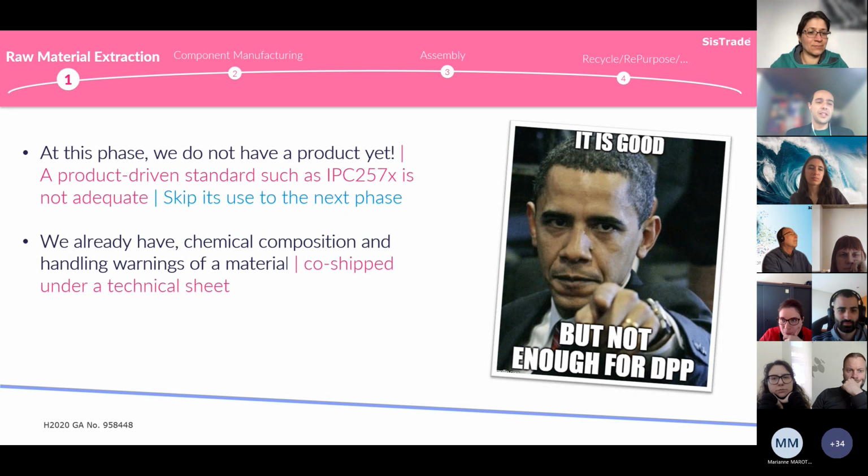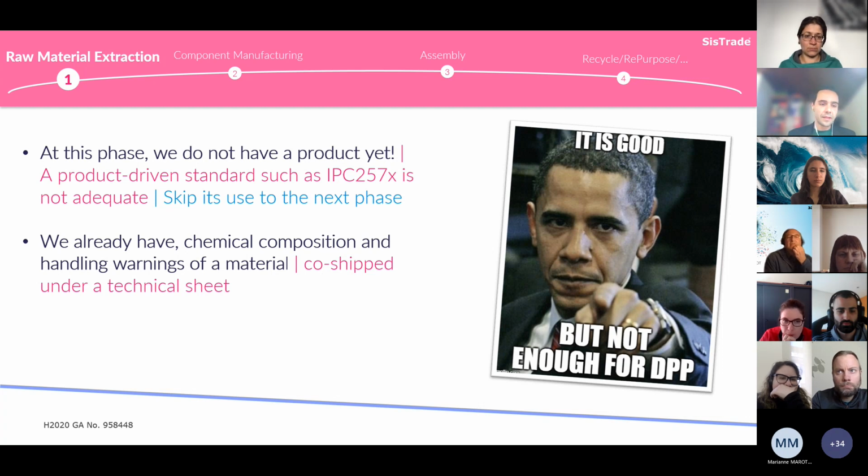Okay, so the first stage, raw material extraction. At this phase, we have to remember that we don't have a product yet. We have raw materials, we have differentiated materials, for example, plastic pellets that will be molded into the smartphone cases, or another type of product, or the enclosure of chips. So we don't have a product yet. So a product standard like the one we propose, such as the IPC 257X, is not adequate at this phase, so we will skip it for the next phase.